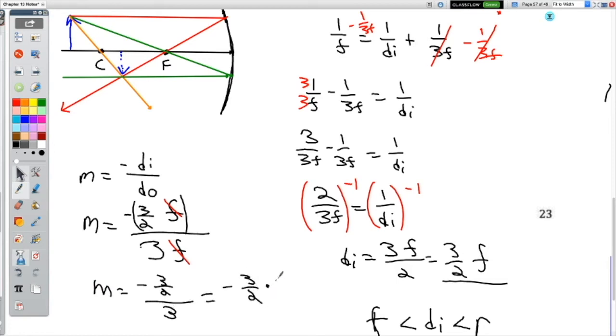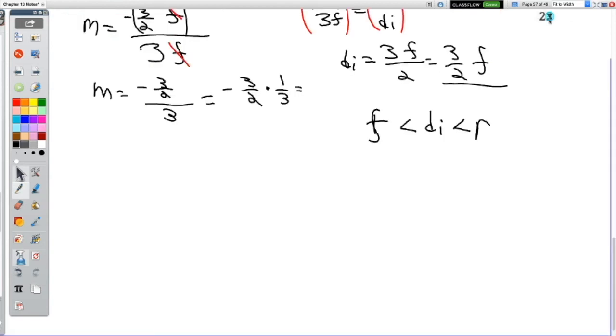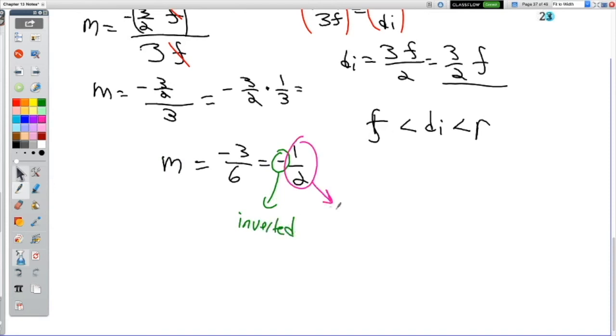Dividing by 3 is the same as multiplying by 1 over 3. So that equals negative 3 over 6, which equals negative 1/2. So if our magnification is negative 1/2, the negative tells us it's inverted. The 1/2 tells us diminished, right? It's going to look half as big as it should.